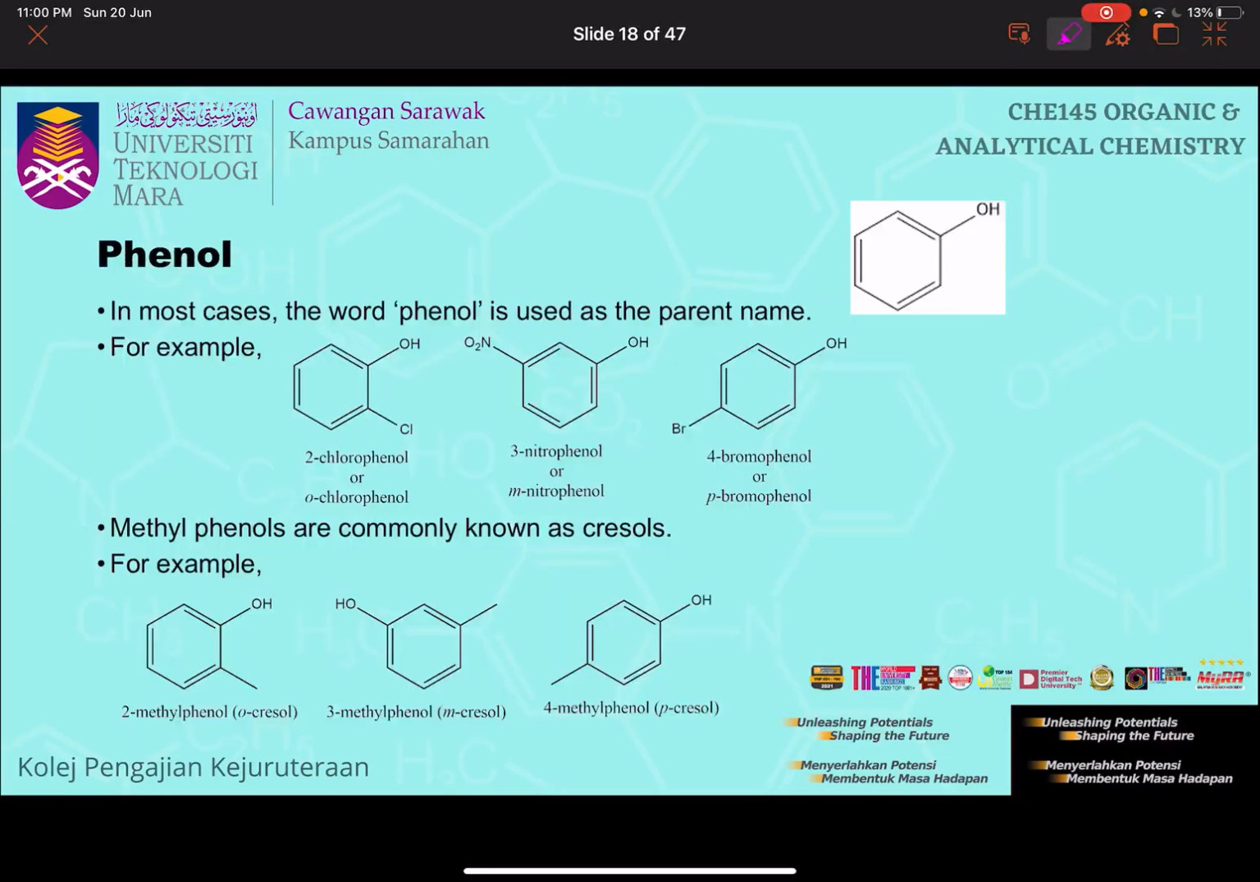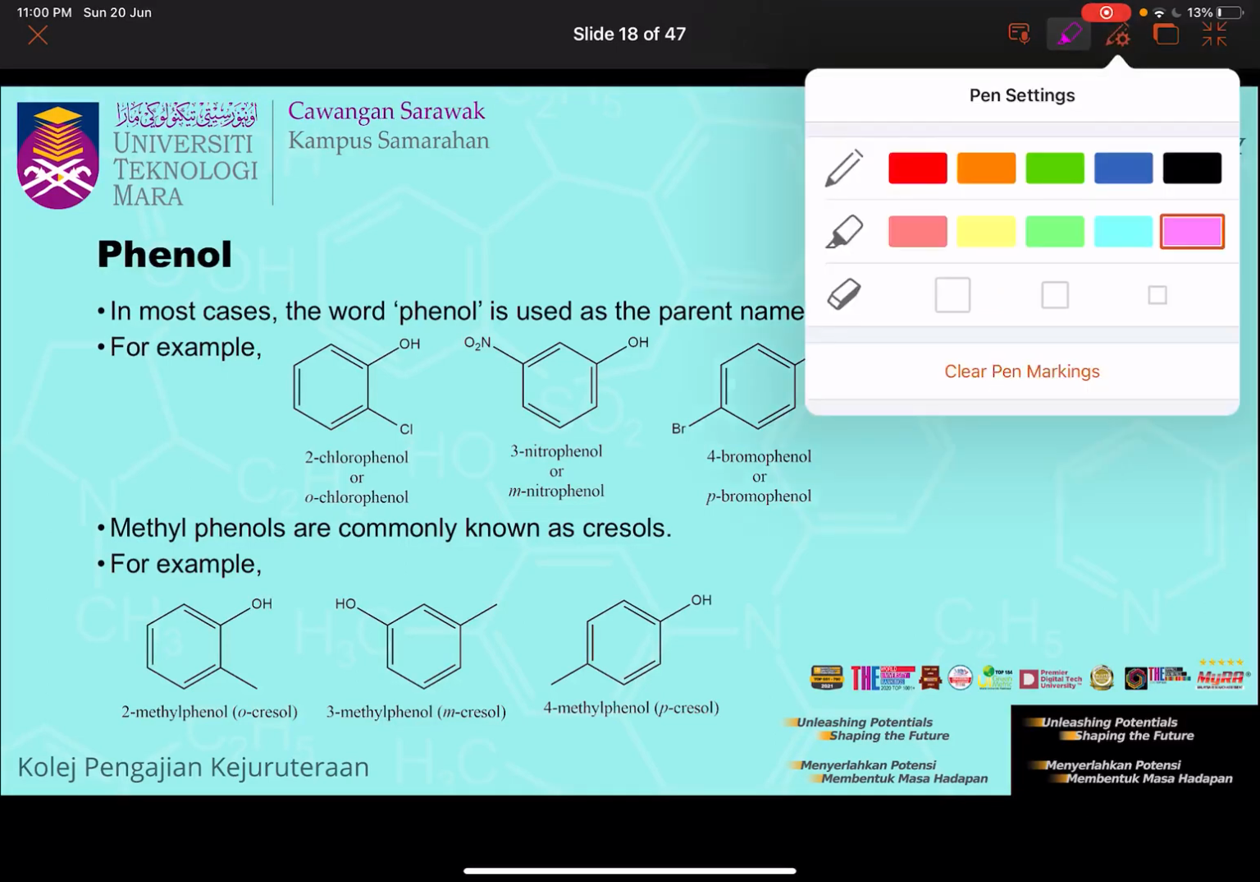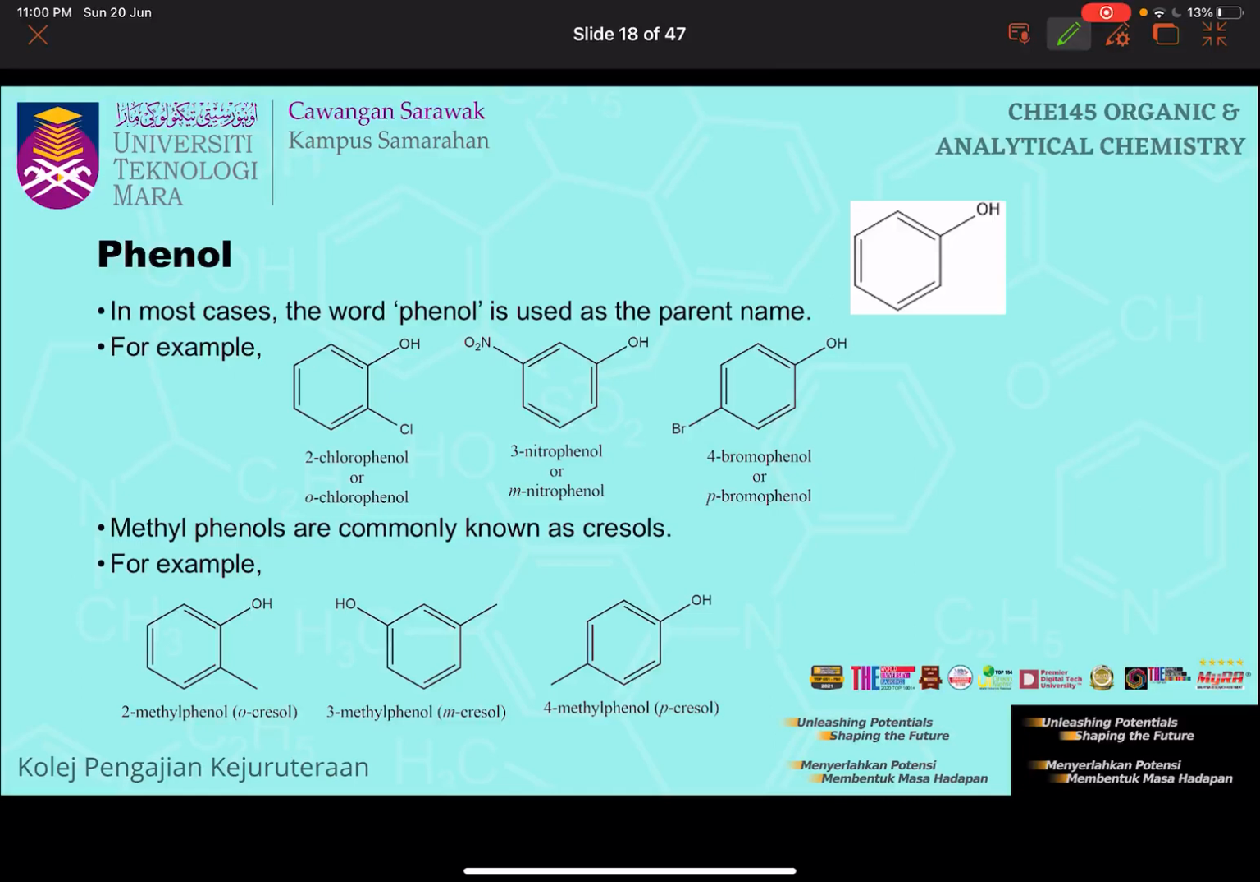Very important. Last but not least, phenol, the special case. Phenol is a derivative of benzene, and it has a very specific name. For example, you have 2-chlorophenol and 3-nitrophenol. These are all very specific to phenol. As long as you see a compound where the OH is directly attached to the benzene ring, automatically the name is phenol.